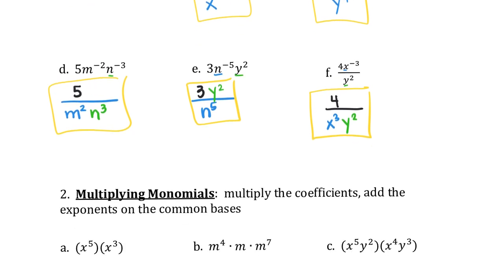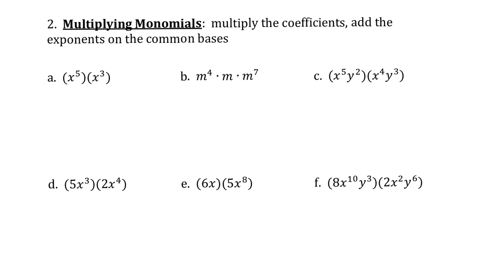Okay, next thing we should review, multiplying monomials. If you are multiplying monomials, you're going to multiply the coefficients. You're going to add the exponents on the common bases. So if I do x to the fifth times x to the third, they both have a base of x, so I'm going to add the exponents. So it's x to the eighth. And that's a better answer. I condensed everything I could.